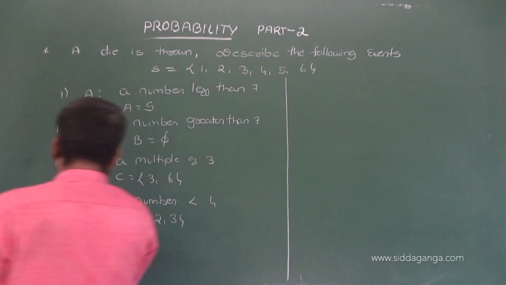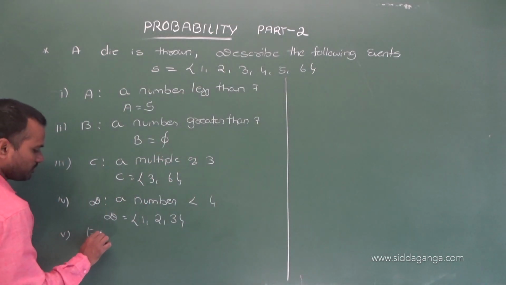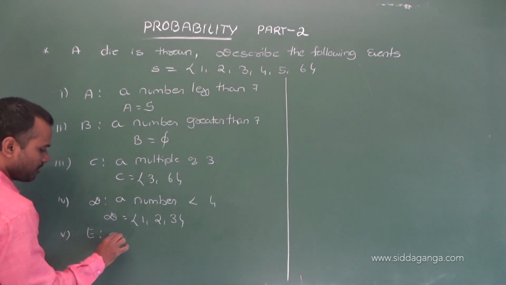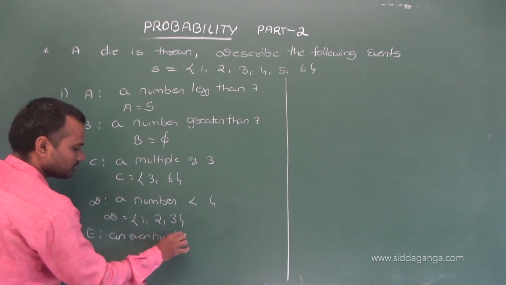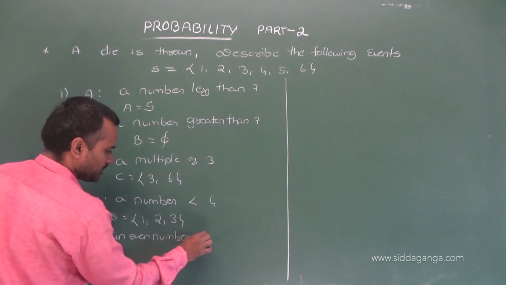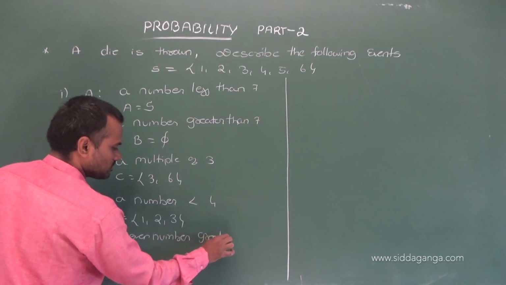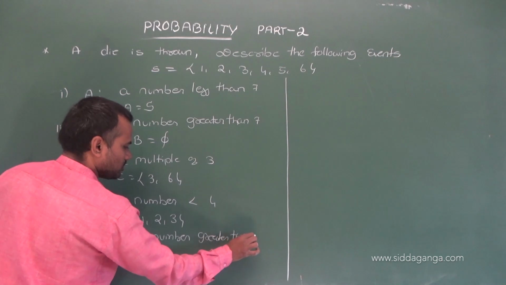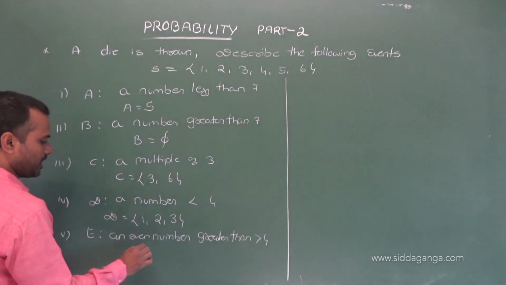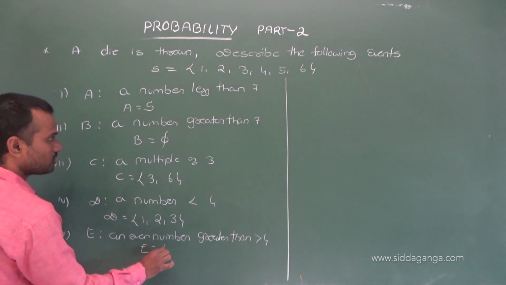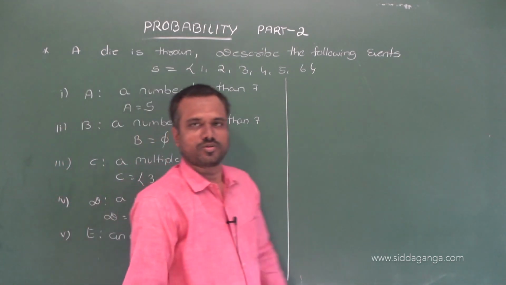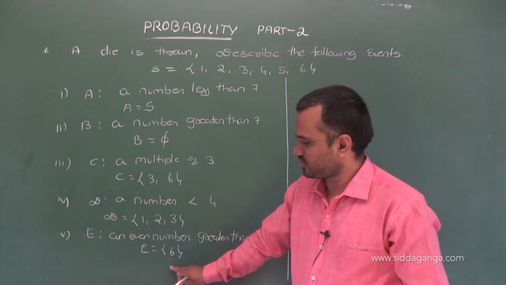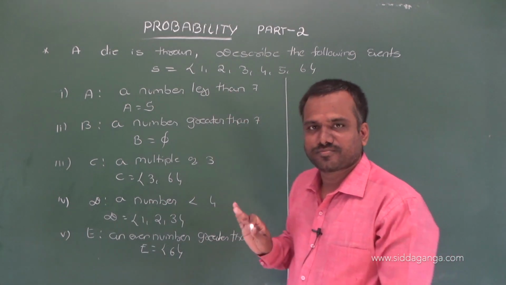Next, the last, fifth one, E is equal to an even number greater than 4. Then E has only one element, that is 6. Correct? E has only one element, that is 6. All these are the events. Okay.